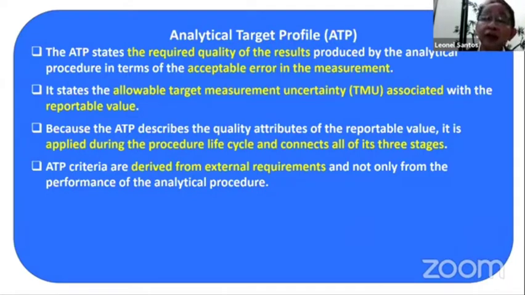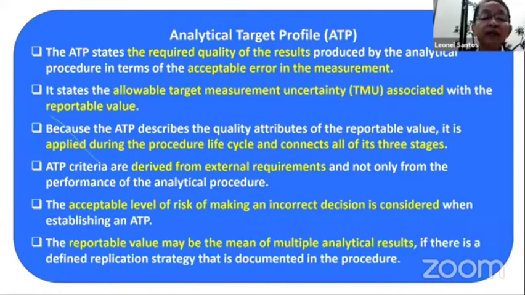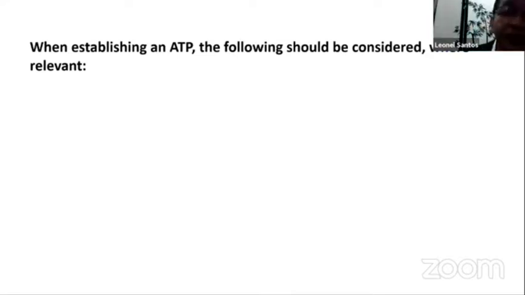The external requirements, as when we discuss verification again, are focused on the method and the sample. Those two things, method and the sample. The acceptable level of risk in making an incorrect decision is considered when establishing the ATP, which means you need to have some level of understanding in terms of statistics. And then the reportable value may be the mean of multiple analytical results. So a replication strategy, number of trials, have to be defined in the analytical target profile.